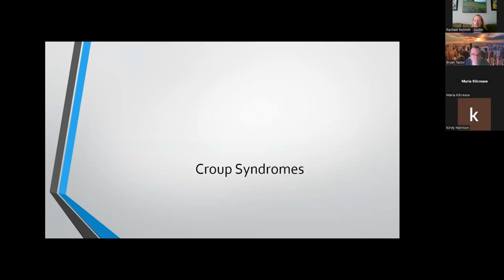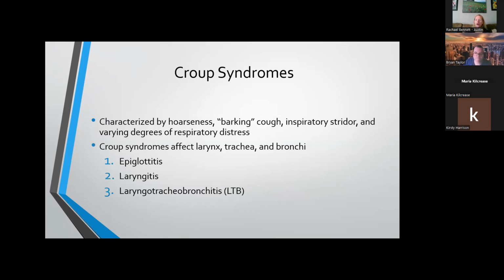Okay. All right, so the next thing we're going to talk about is croup syndromes. We often talk about croup as just one collective thing, but there are 3 different types of croup that we can look at. So we've got epiglottitis, laryngitis, and I'm just going to call that last one LTB. That's a really hard word for me to say. So you can see it affects all of those areas, the larynx, the trachea, and the bronchioles, okay?